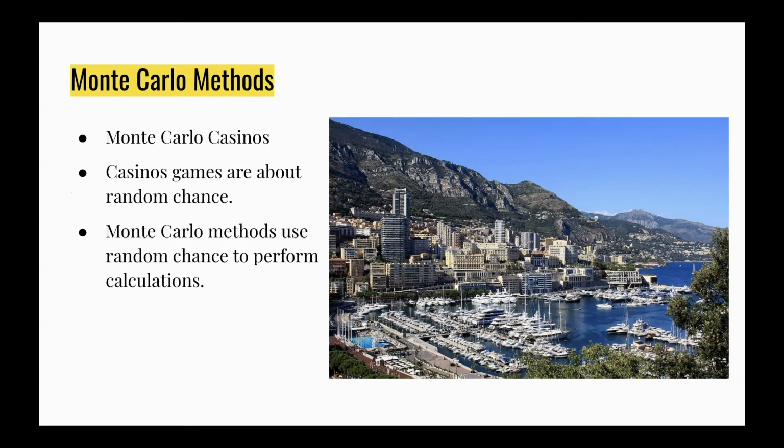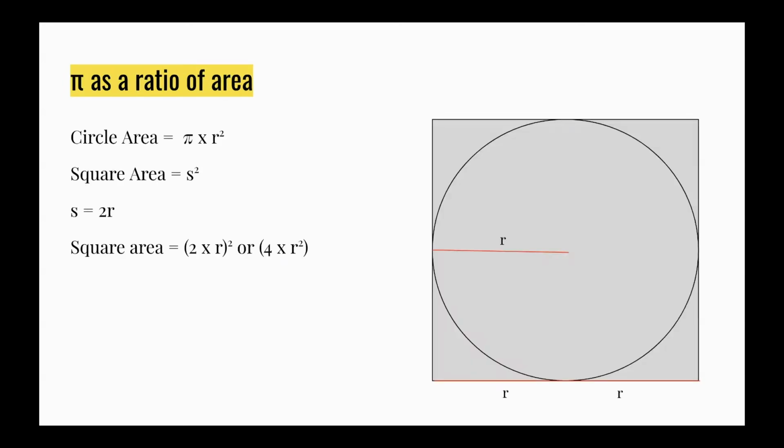Day of Mathematics. Now we're going to use what's called a Monte Carlo method of calculating pi. Monte Carlo is famous for its casinos, and casino games are about random chance. So a Monte Carlo method uses random chance to perform calculations. Now let's look at calculating pi as a ratio of two different areas.